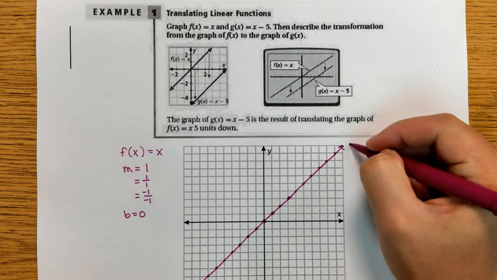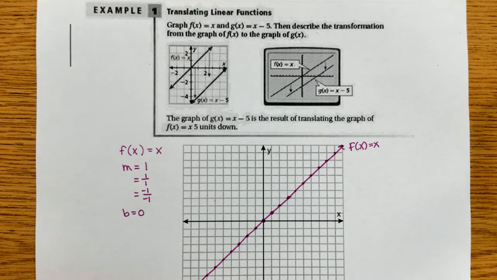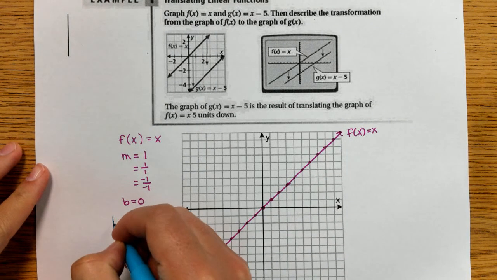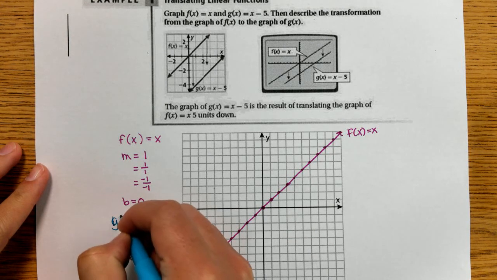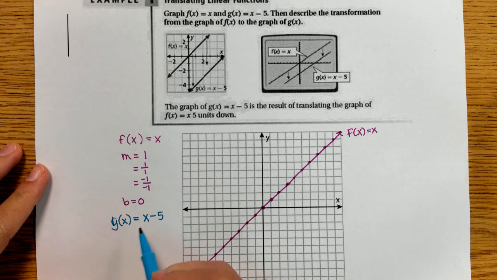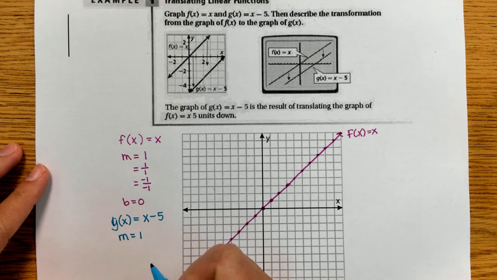So that is f of x equals x. Now my second graph is going to be g of x. I was going to write f of x, sorry. g of x equals x minus 5. So here my slope is still the same. Slope is 1, or 1 over 1, negative 1 over 1.